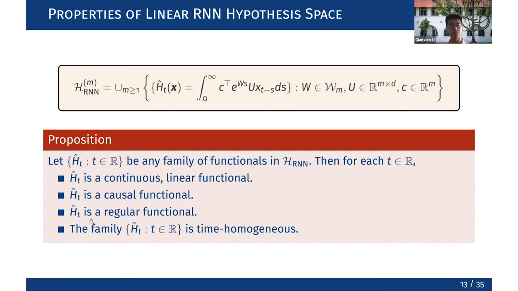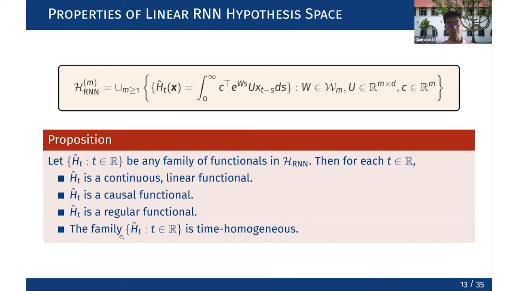The next one is a regular functional. I didn't put a definition here. Roughly, it just means that this function is continuous. If you give it a signal that has a spike and the width of the spike goes infinitely thin, then the output of this functional should not change. So it's like a compatibility kind of condition.